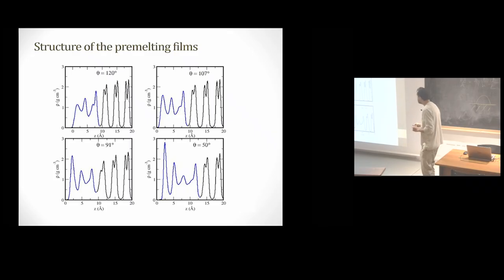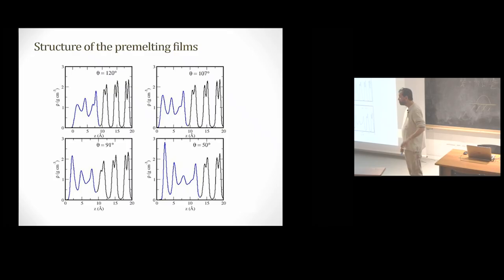Okay, and you can see from these plots that the density profile for a hydrophobic substrate, not unexpectedly, is very different from that you get for a hydrophilic substrate. Okay, the pre-melting film thickness apparently is actually getting thicker, and you had observed that already in the picture.